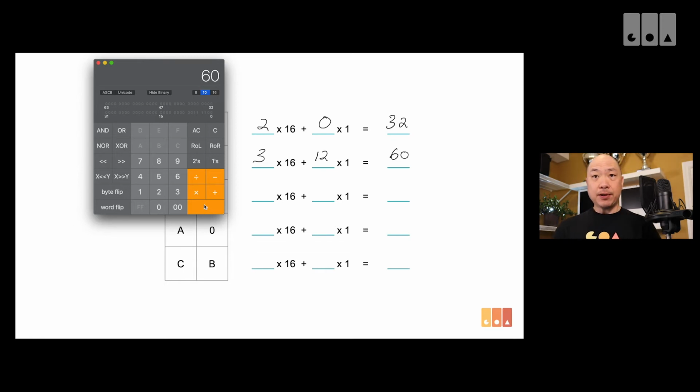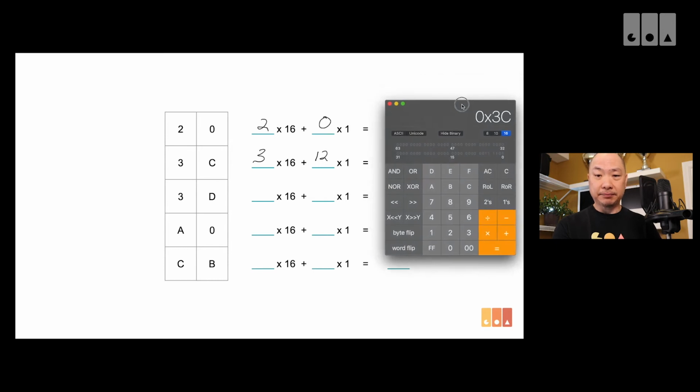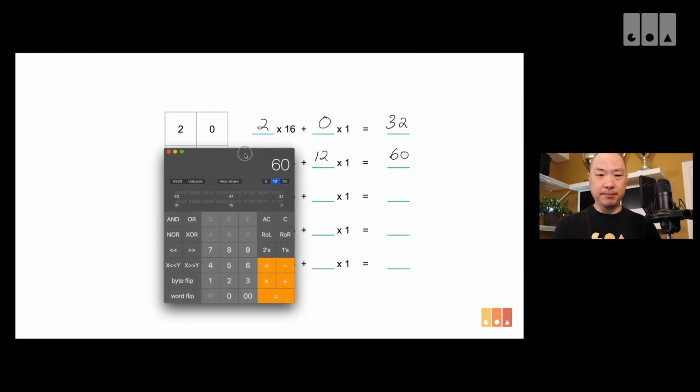Now, some calculators automatically give you base 16. Here we have base 10 and base 16. There's also a different way of representing numbers called base 8, which is octal, but we're not going to cover that today. So let's switch to base 16 to see if this gives us the same value. 3C. So that's right. It tells us that 3C in base 16 is the number 60 in base 10.